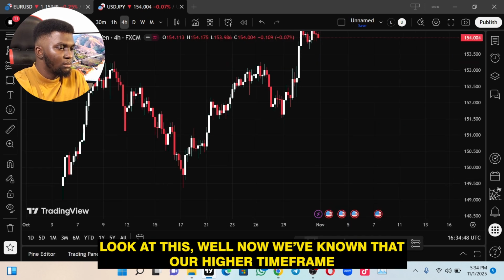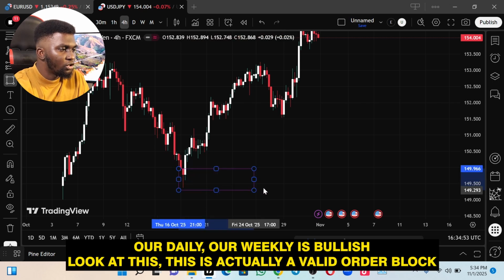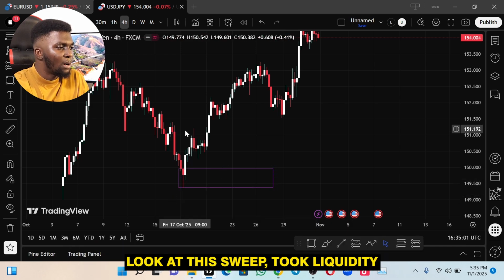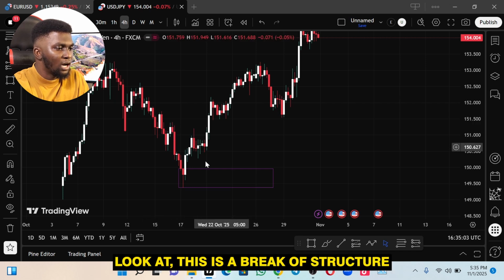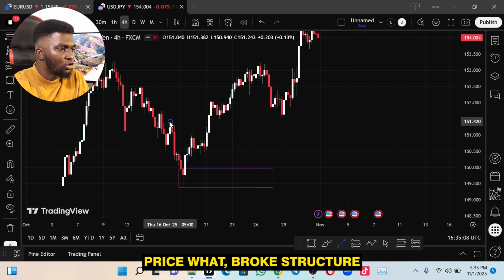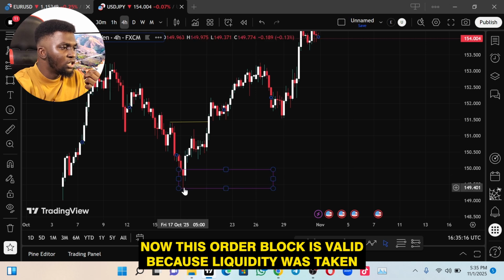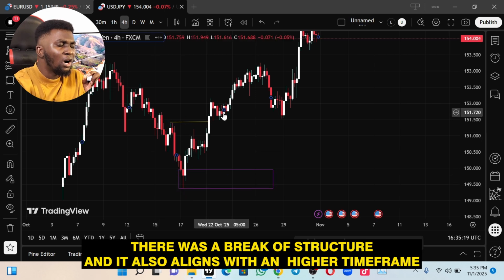Look at this. Now we know that our higher time frame, our daily, our weekly is bullish. Look at this. This is actually a valid order block. Now, this order block took liquidity, as you can see. Look at this week, it took liquidity and price broke structure. Look at this, it is a break of structure. Price broke structure, so making this order block valid. Now, this order block is valid because liquidity was taken, there was a break of structure, and it also aligns with the higher time frame.